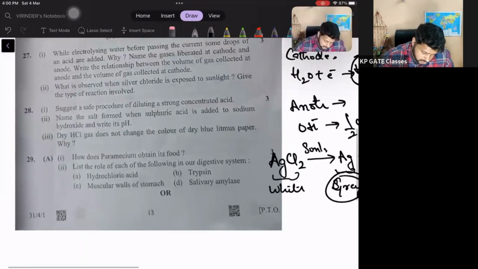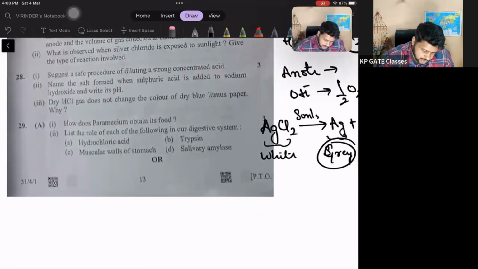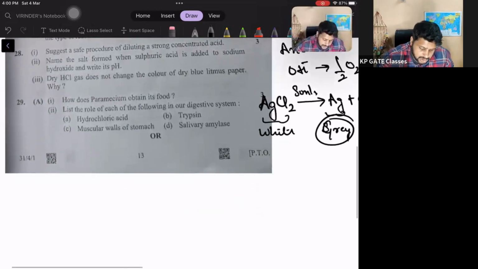Now the next question is about the safe procedure for diluting. Name the salt formed when sulfuric acid is added to sodium hydroxide and write its pH. Dry HCl gas does not change the color of dry blue litmus paper. Why? Because it does not react, it is dry.